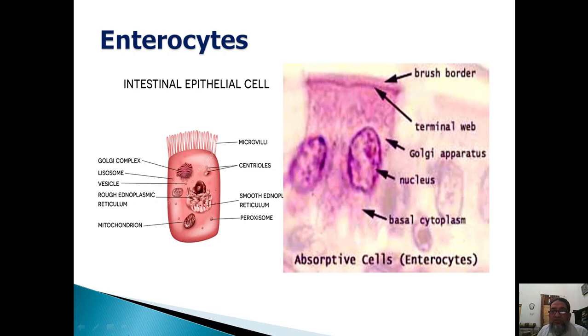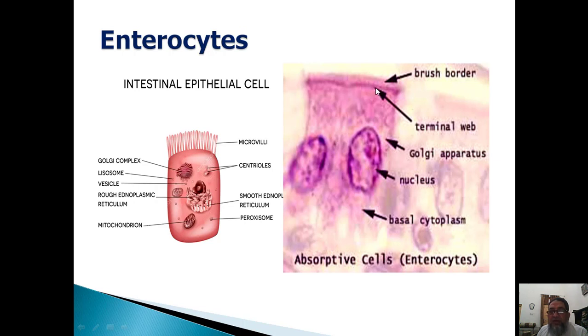Now, in this H&E stain, this is the columnar absorptive cell or enterocyte. This is the apical brush border. It is also called microvilli. They are tightly packed microvilli, so they appear like a brush. So the brush border is the feature of the enterocyte.